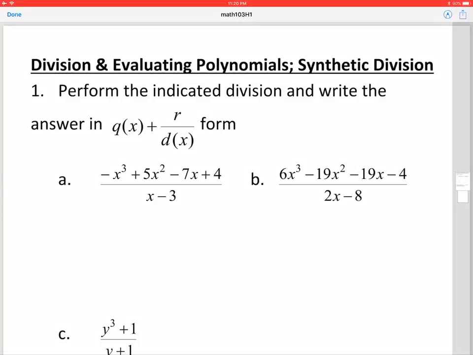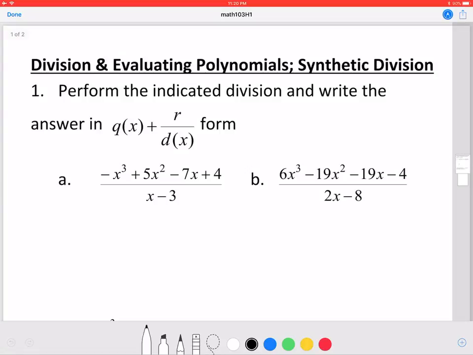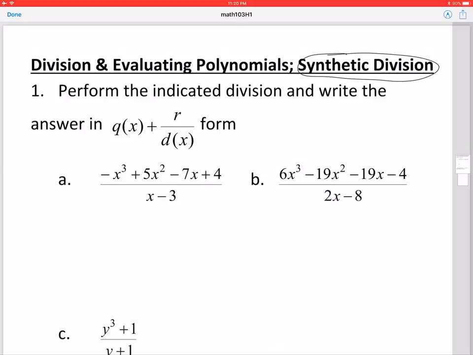In this video we will talk about dividing polynomials, specifically using synthetic division. I am assuming that you have a basic knowledge of what synthetic division is. The problem asks you to write the answer as Q(x), where Q stands for the quotient, plus R, the remainder, over D(x), the divisor polynomial. So let's start with problem A.